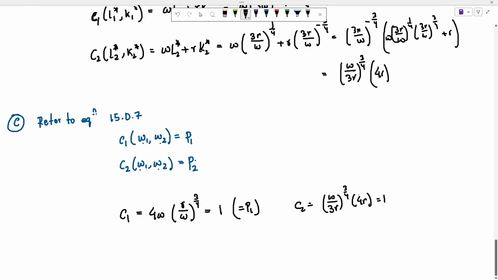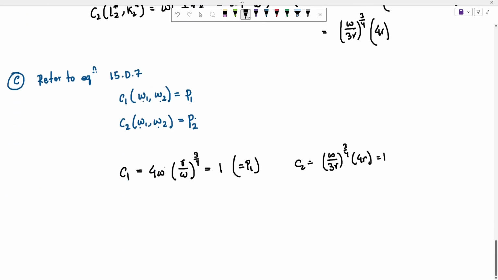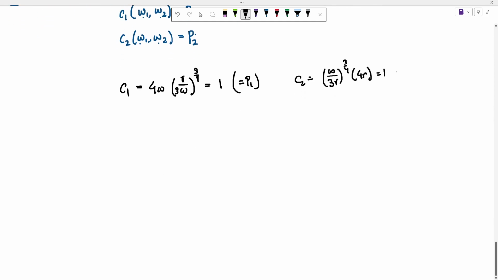So now we kind of have to solve for... didn't we? Yeah, we had a 3 here, right? We missed a 3 here. We had a 3 here, we missed a 3 here. So now we need to eliminate W and R, right? And this is also equal to P2.